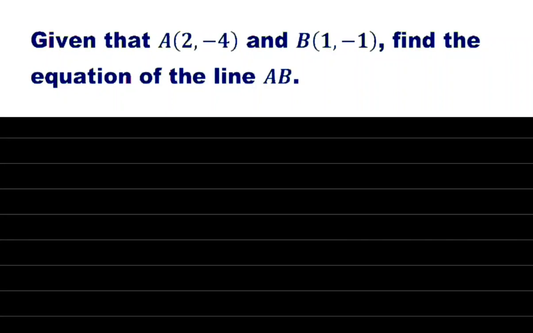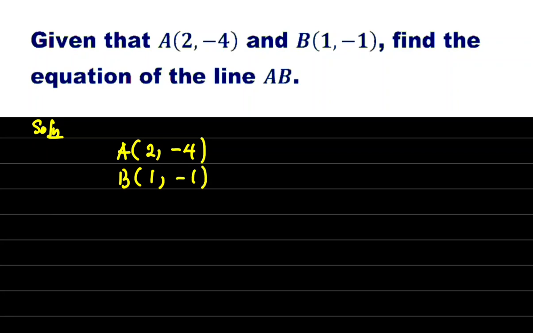In this question, we've been given the coordinates of 2 points as shown on the screen, and we're asked to find the equation of the line AB. Solution now. One thing we should know is the coordinate of A is (2, -4). Then the coordinate of B is (1, -1).